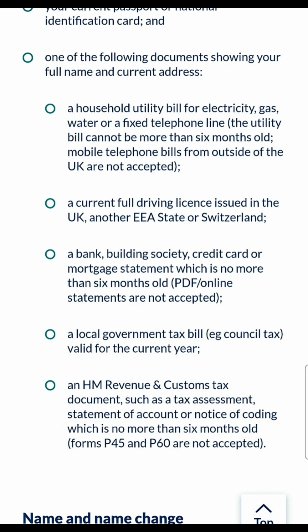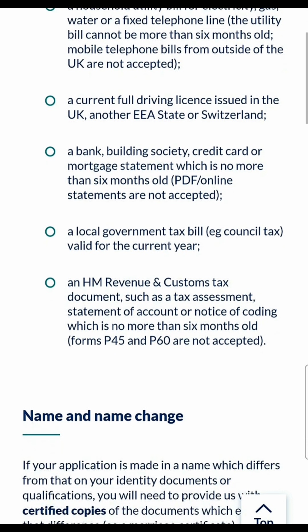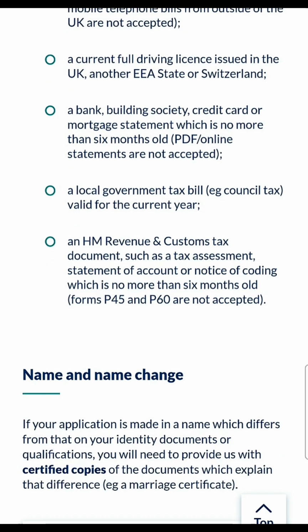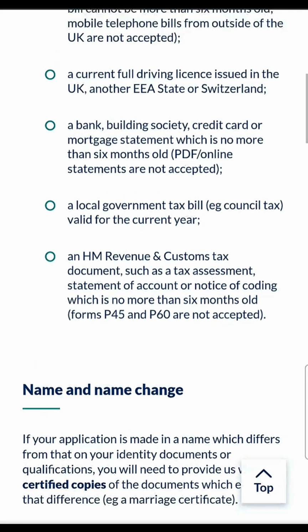this is actually applicable to those in the United Kingdom. A current full driving license is also applicable to those in the United Kingdom or another EEA state or Switzerland. A bank, building society, credit card or mortgage statement which is no more than 6 months old. PDF online statements are not accepted. A local government tax bill, e.g. council tax, those ones I think are applicable to those currently living in the UK.